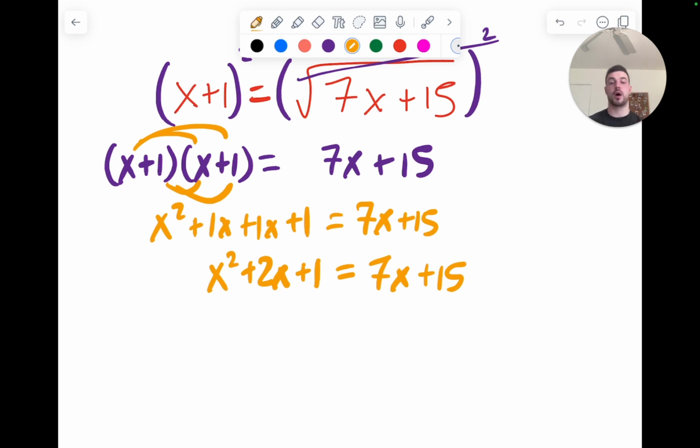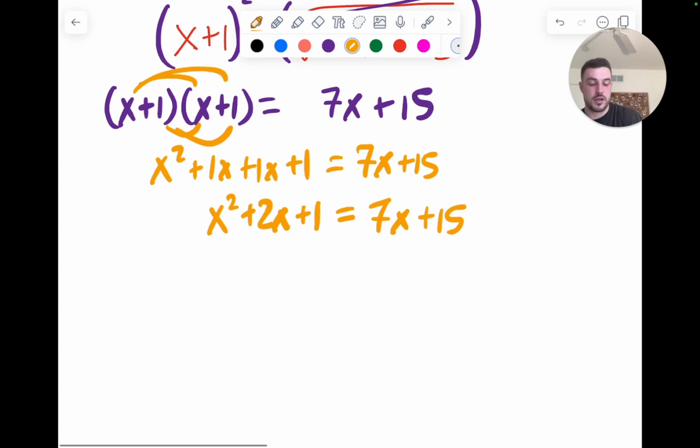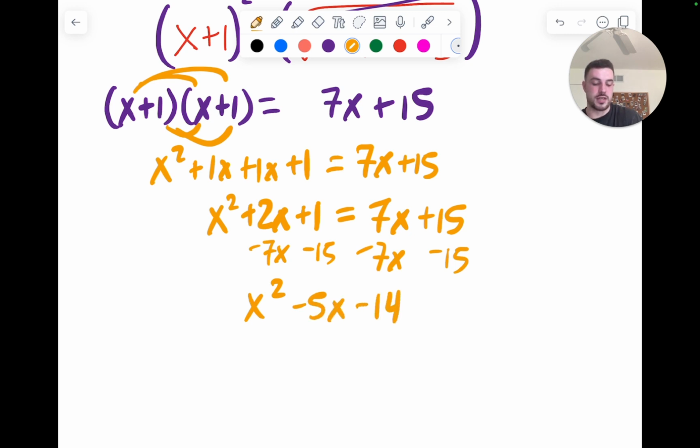Now, this is a quadratic, so in order to solve a quadratic, I need to move everything to the same side. So I'm going to subtract 7x and subtract 15. And I will get x squared minus 5x minus 14 is equal to 0. Lastly, I need to think about a method that I can use to solve this quadratic. I personally like to factor.